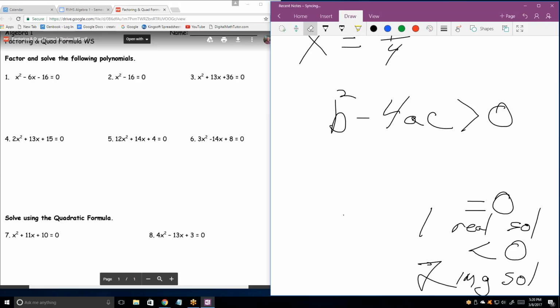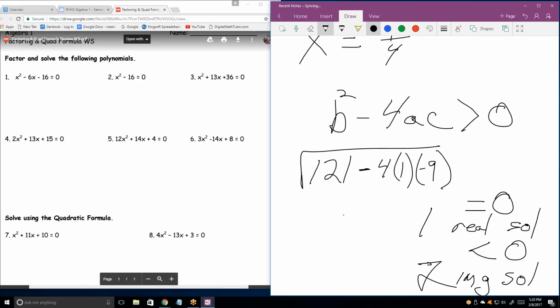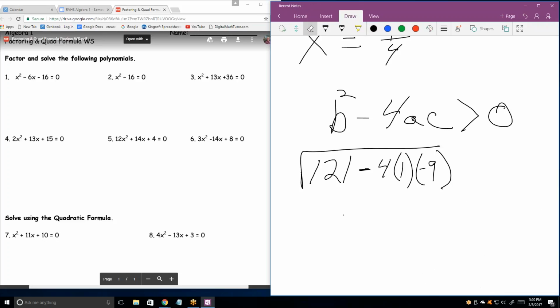And the reason I said to write it this way is because a lot of times you'll get something like this. Let's see, let's do this: 121 minus 4 times 1 times -9. Let's say that was it. Now, that is confusing because I'm looking at two minus signs. One of them means subtraction, the first one, but the second one just means minus 9. There's no subtraction going on at all.